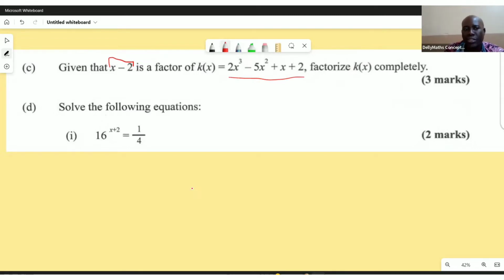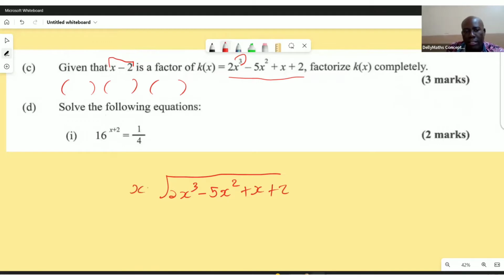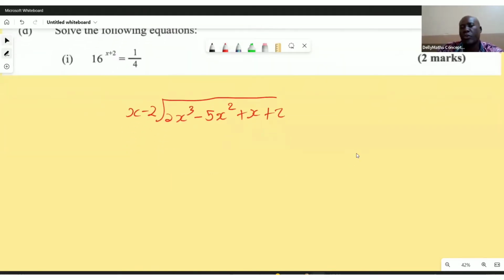So basically, I'm actually looking for 1, 2, 3 factors at the end of the day. Why? Because the highest power of the variable is a power of 3. All right, so let's set it up. So we're setting up having 2x to the third minus 5x squared plus x plus 2. And then we're going to divide this by x minus 2.